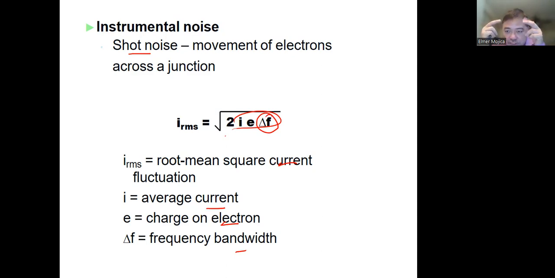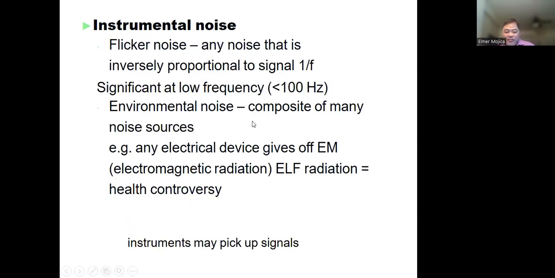So I hope you can differentiate the shot noise from the thermal noise. Current fluctuation and the other one is voltage fluctuation. And then we have this so-called flicker noise. So any noise that is inversely proportional to the signal, 1 over f or 1 over frequency. Okay.